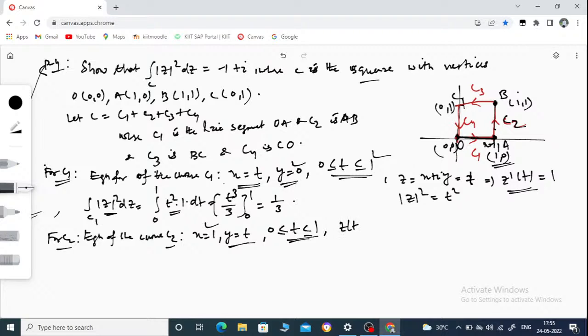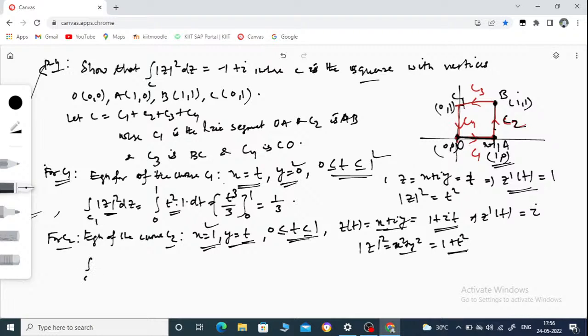Then what will be z of t? This is x plus iy, which is 1 plus i t. Then what will be z dash t? Take its derivative with respect to t. This will be i. Then what will be mod z? If z is x plus iy, then mod z square is x square plus y square. Taking x as 1 and y as t, this will be 1 plus t square.